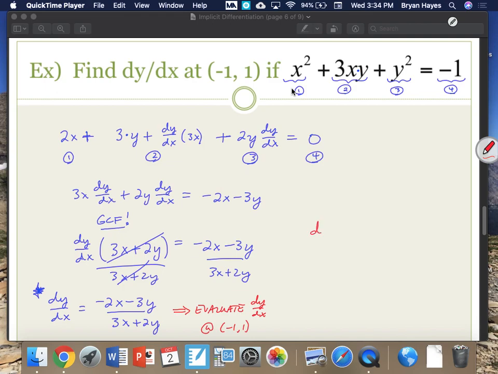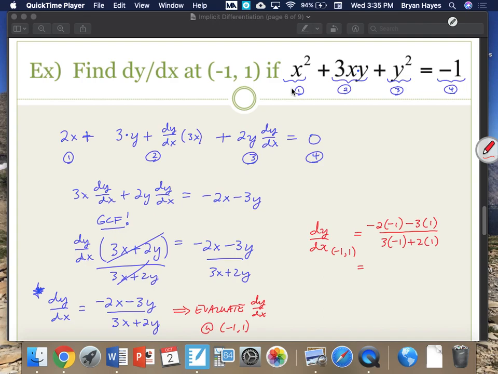So we need both the negative 1 and the 1. So here's how we would notate this. It's a little bit weird and different for you. We say dy dx, and we go a little subscript down here and just go negative 1, 1. It's showing what we're plugging in. So it's going to be negative 2 times negative 1 minus 3 times positive 1, all over 3 times negative 1 plus 2 times positive 1. Just substituting in the negative 1 where x is and the positive 1 where y is.